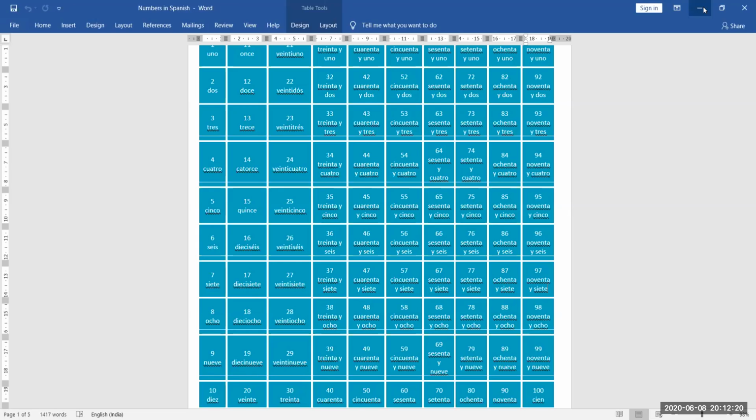Okay. Anyone wants to give a shot to 13? Trece. Okay. Doce is correct. Once, doce, trece, catorce. Catorce, yeah. Quince. Yeah. Now the fun starts from 16.